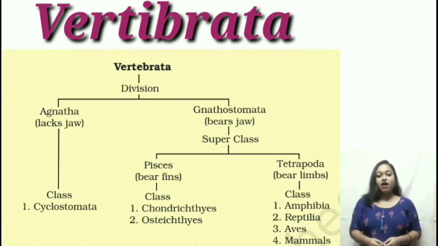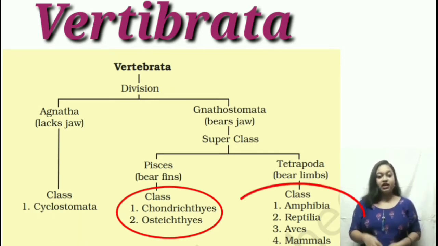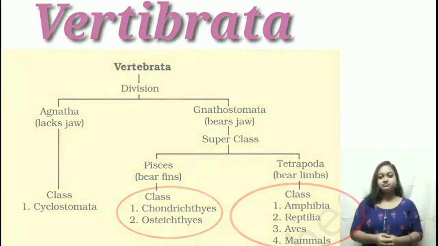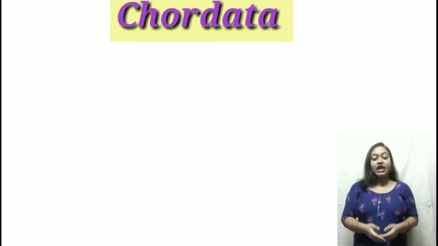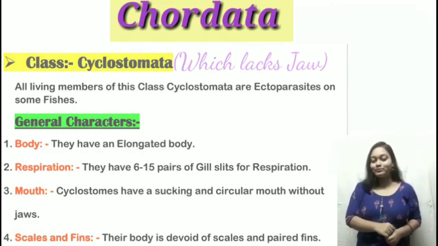The pisces bear fins or fin rays, and the tetrapods bear limbs. The pisces have two classes, which are Chondrichthyes and Osteichthyes. But in tetrapods there are four classes, which are amphibia, reptilia, aves and mammalia. So let's come to the class Cyclostomata, which lacks jaws.